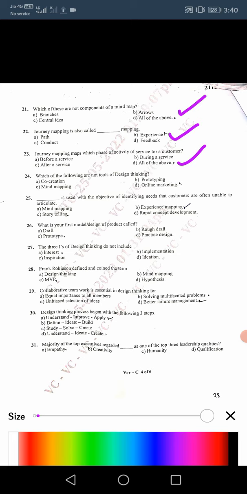24. Which of the following are not the tools of design thinking? Co-creation, prototyping, mind mapping, online marketing. Answer is online marketing, D. Here B, and here it is D.